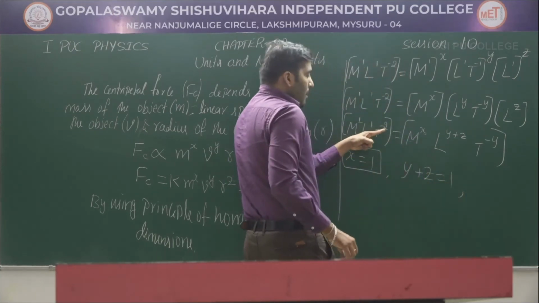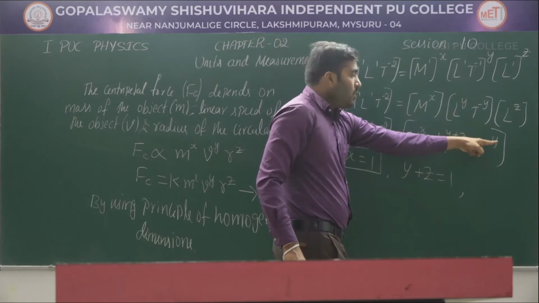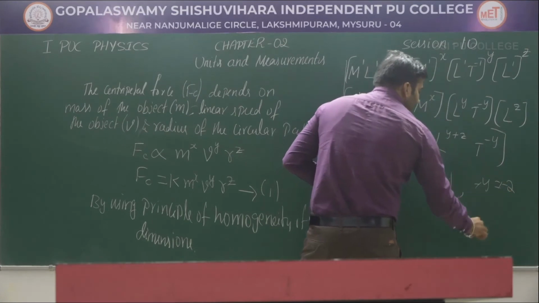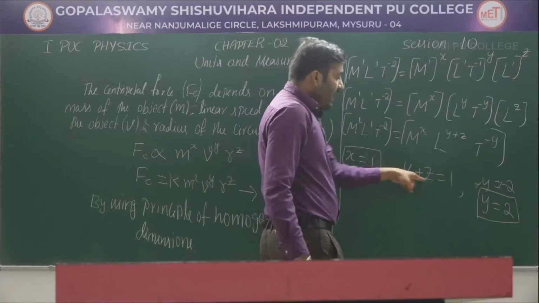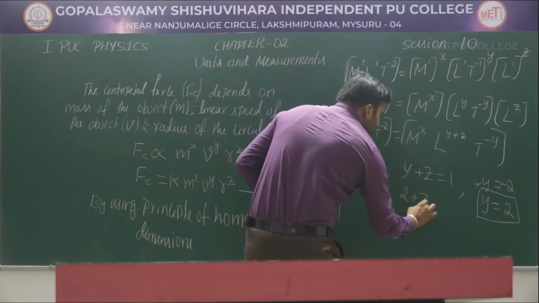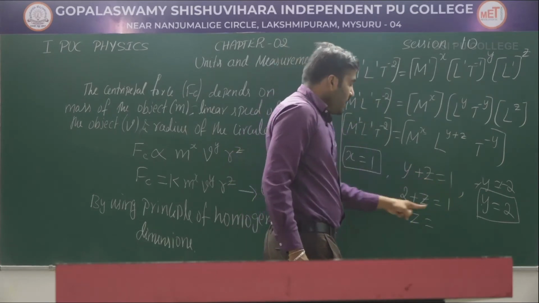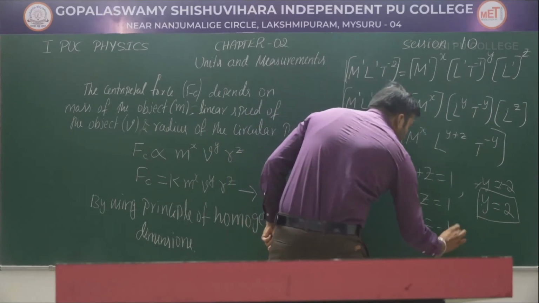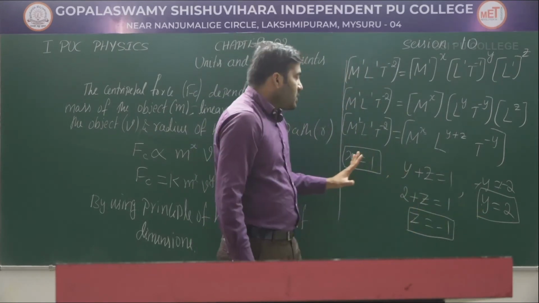Next, minus 2 is equal to minus y, correct? So minus y is equal to minus 2, or you can cancel this minus and you get y is equal to 2. The value of y is equal to 2. So I know the value of y as 2 and apply here. This is 2 plus z is equal to 1, or z is equal to 1 minus 2, which is minus 1. So z is equal to minus 1. So I got the values of x, y and z.